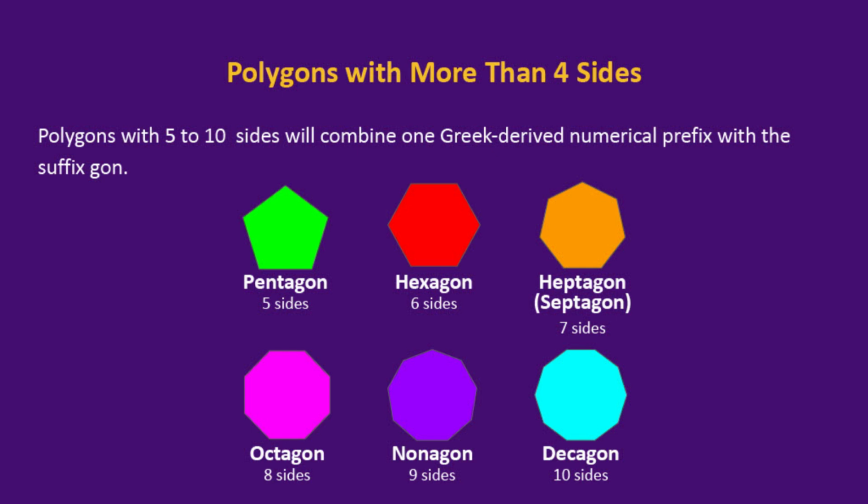Hexa means 6, and in hexa and 6 is an X, which is something to think about if you want to remember that shape. A polygon with 7 sides is a heptagon, also called a septagon. A polygon with 8 sides is called an octagon, where octa means 8, as seen from an octopus, which has 8 legs, which is something to think about if you want to remember that shape. A polygon with 9 sides is a nonagon, and a polygon with 10 sides is a decagon.